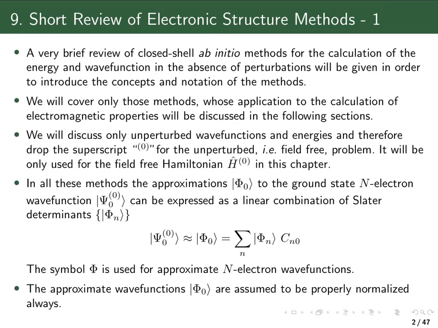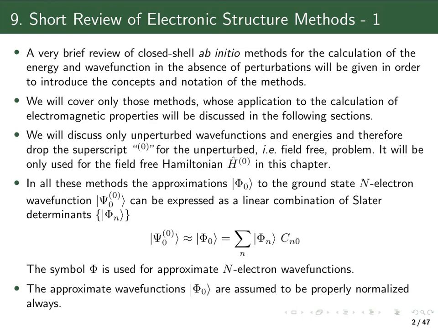So here in chapter 9, we will introduce different approximate quantum chemical methods, and we will discuss how the energy and the unperturbed wave functions are calculated in these methods and what the expressions for the wave functions look like in the absence of perturbations. This is by no means going to be an exhaustive list of quantum chemical methods. We will only introduce the methods which are later used in chapters 10, 11, and 12.